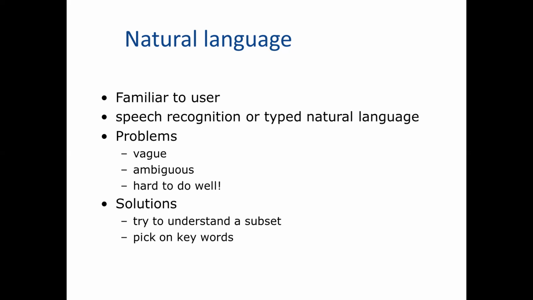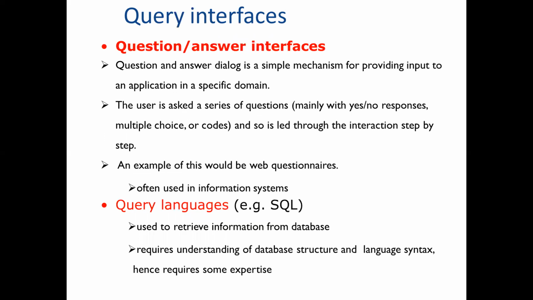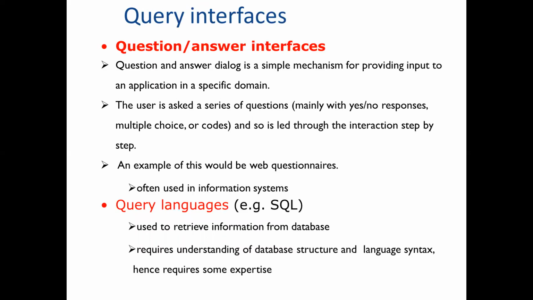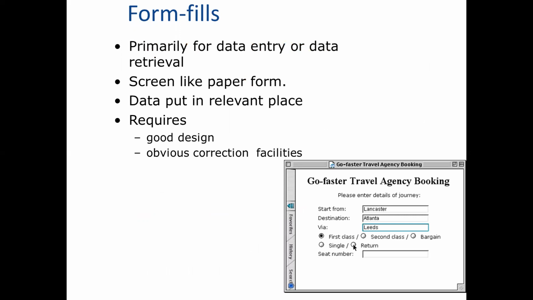The next is the question and answer dialog box. The question and answer interface is a simple mechanism for providing input to an application in a specific domain. The user is asked a series of questions, mainly with yes or no responses. An example of this would be a web questionnaire, often used in language systems. So that is how to retrieve the information. The next comes the form.